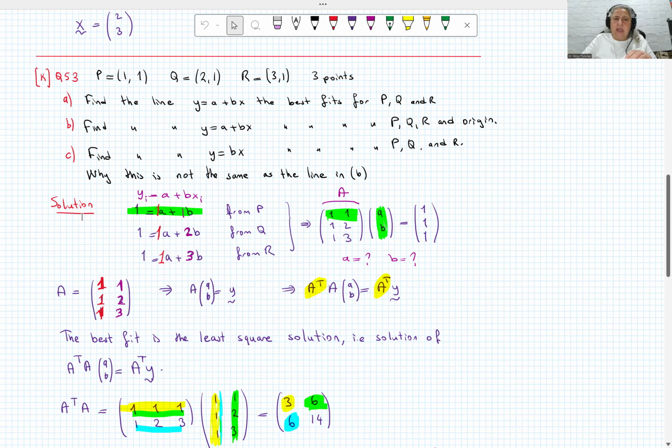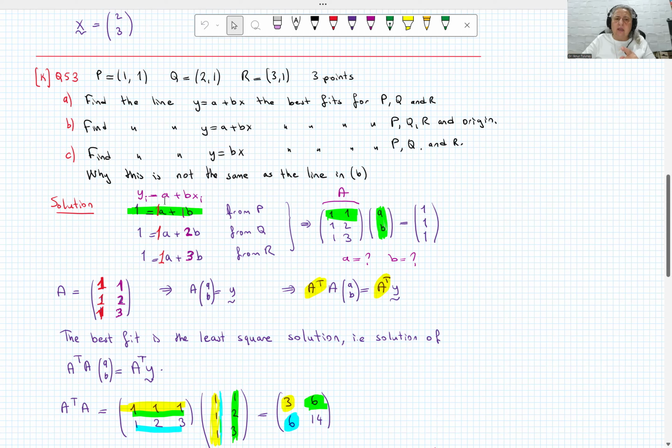Let's have a look. Now, you have the data, right? You have xi, yi, xi, yi. So basically, we want to figure out this line equation, y is equal to a plus bx. We want yi is equal to a plus b xi. Basically, I'm making these data points, xi, yi. Here I have 3 points, P, Q, R. The yi's are always 1 for the P, Q, R points. So this is why I have 1, 1, 1 here.